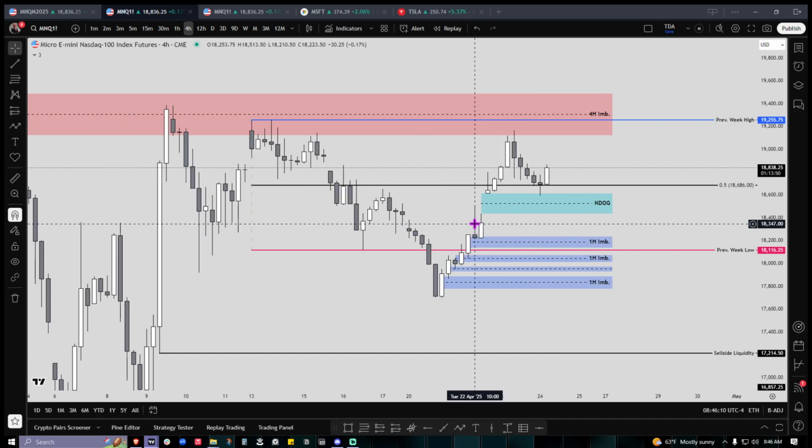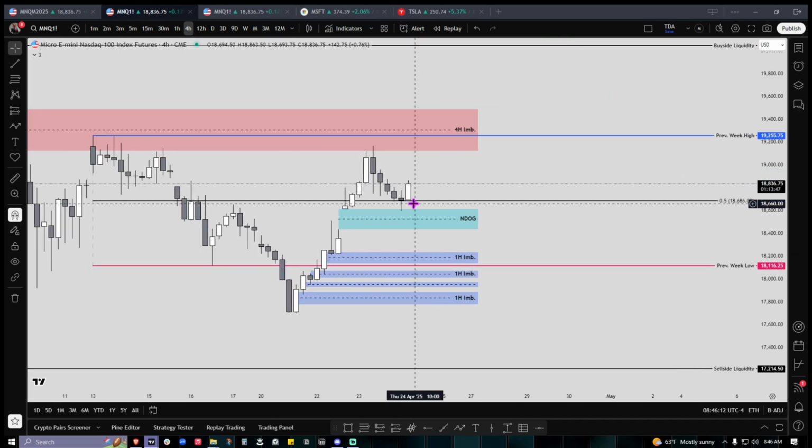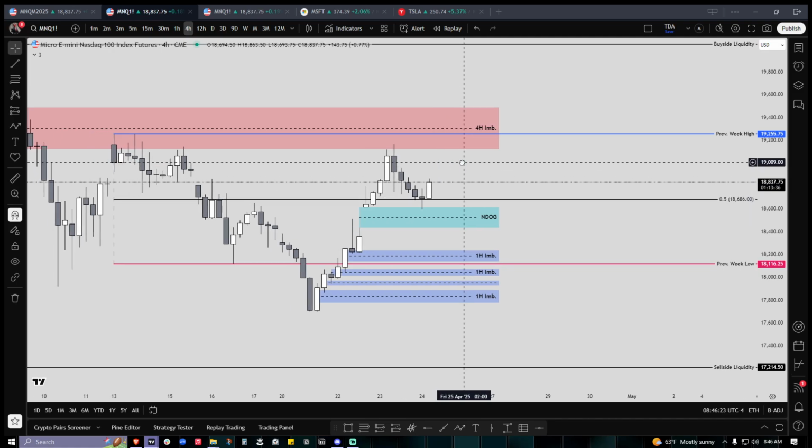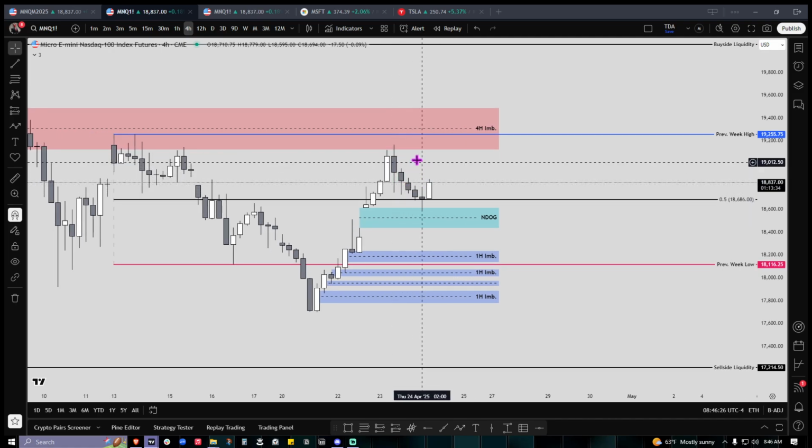And then dropping into the 4-hour. So yesterday, as we can see, we just stayed inside of this range. But now we are respecting this new day opening gap and 50%. So to me, it looks like price is heading up for previous highs again.